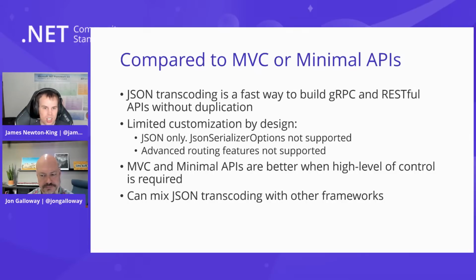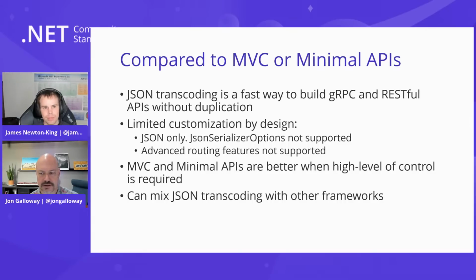In saying that this isn't a binary choice, you can actually mix and match JSON transcoding with minimal API or MVC. So you could choose just not to annotate a particular gRPC service and instead register a minimal API for that particular one, just because perhaps you want to have greater control. You want to do something weird with the JSON, or you want to do some additional validation of HTTP headers, for example. So it's not a binary choice. You can choose to have a mix.